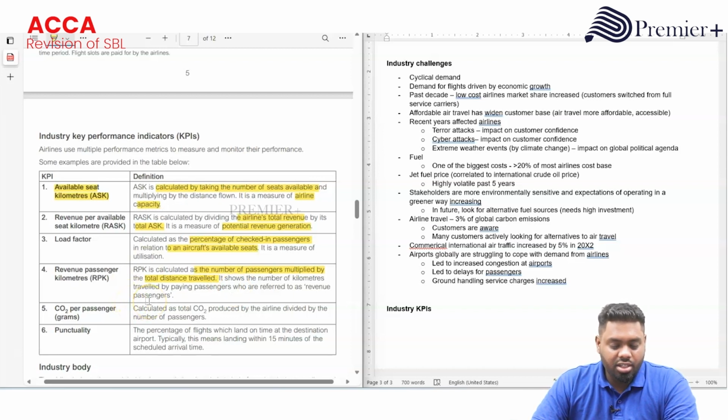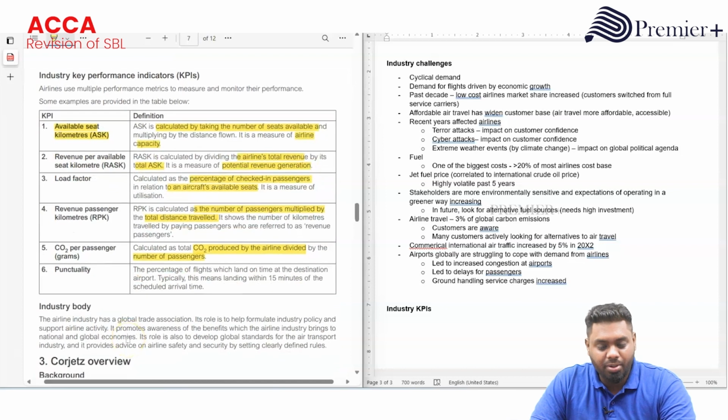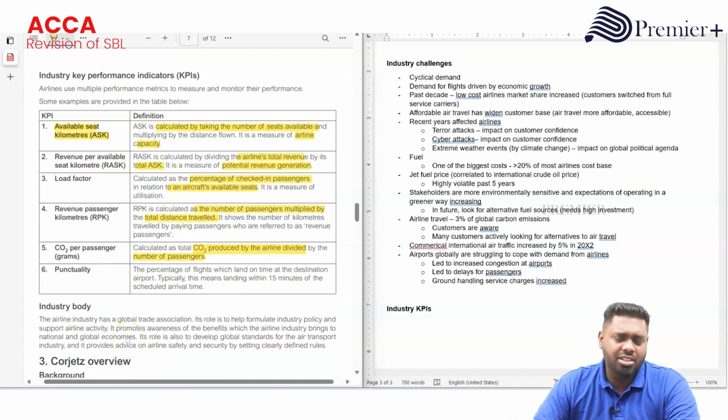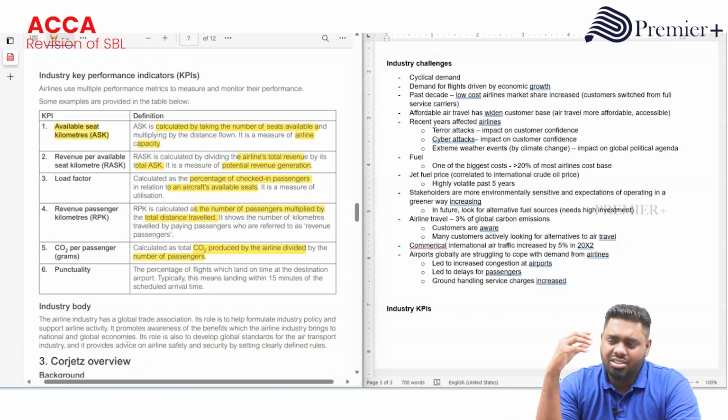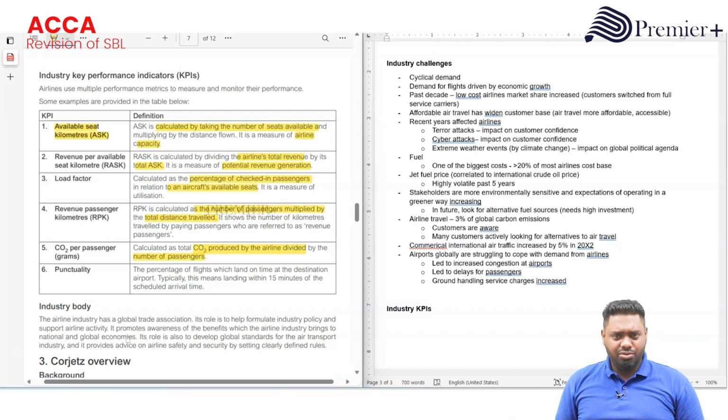Carbon dioxide emission per passenger, calculated as total CO2 produced by the entire airline divided by the number of passengers. So we discuss carbon emission per passenger. And then punctuality. So all of these are KPIs. See, most of these KPIs are towards the environment, so that we make sure that pressure groups relating to the environment do not affect the organization. On top of that, this can also be promoted by the organization as a CSR activity, contributing towards its environment.